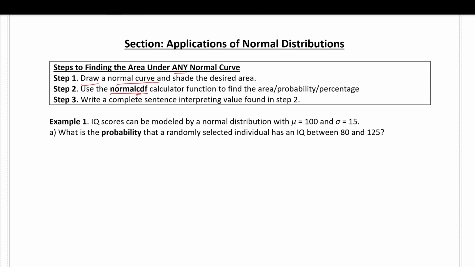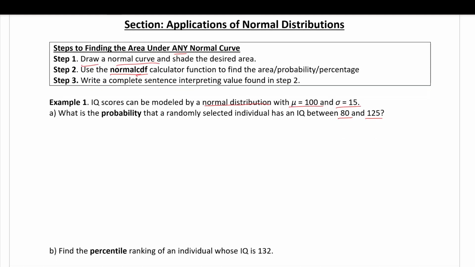Example 1. IQ scores can be modeled by a normal distribution. There we go. We have a normal distribution with a mean of 100 and a standard deviation of 15. What is the probability that a randomly selected individual has an IQ between 80 and 125? So like I mentioned before, we always want to draw a bell-shaped curve when dealing with normal distributions.